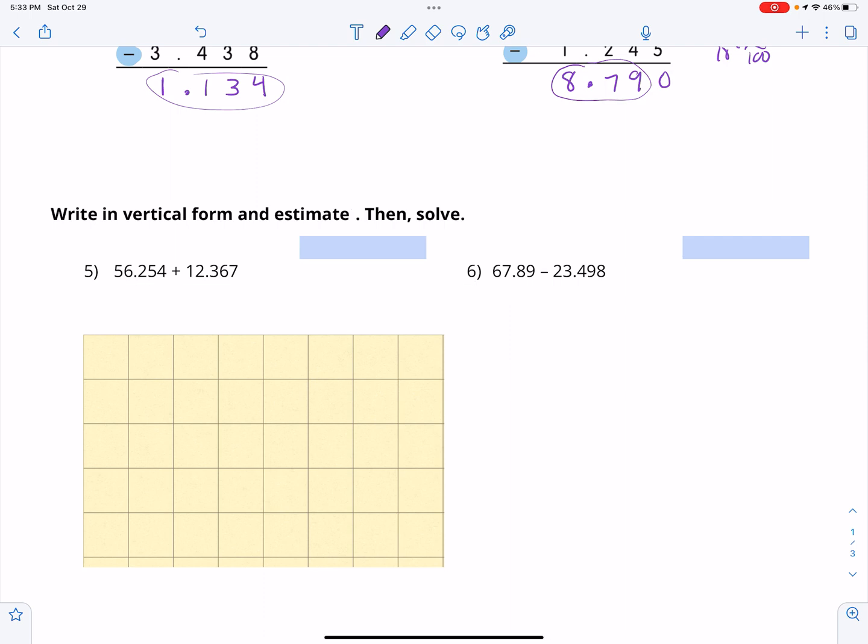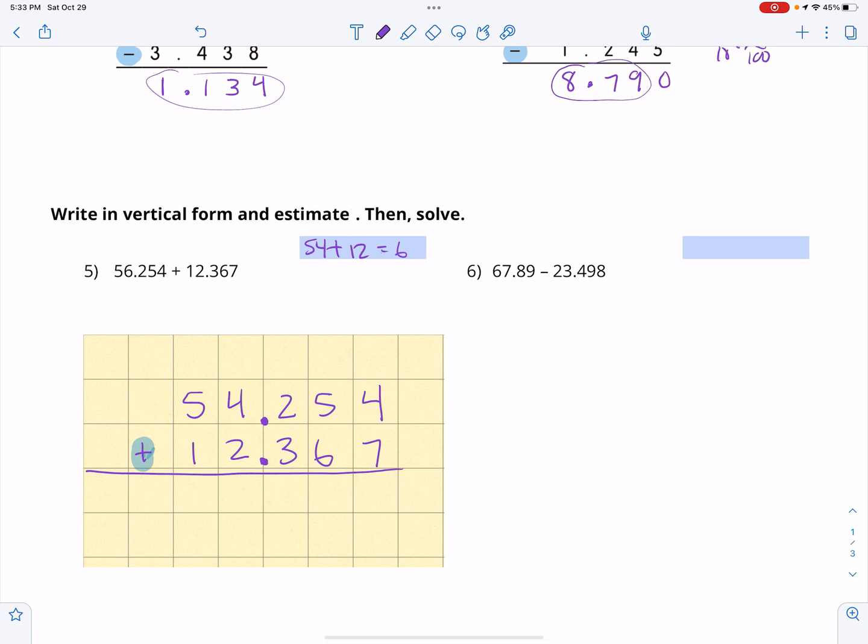So I'm going to do my 54 with my decimal point right there, and 254 thousandths plus 12, making sure my decimal point is good, and 367 thousandths. This is addition, so my estimation, I know I have about 54 plus 12, which is equal to 66, and it will be a little bit bigger. So now I can do my adding.